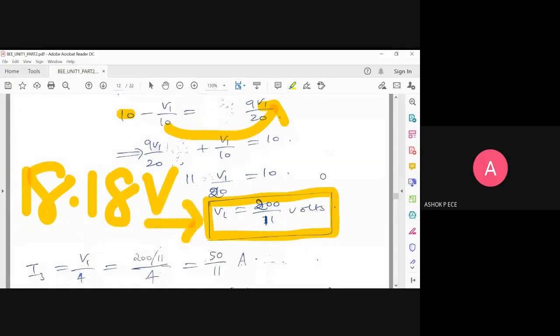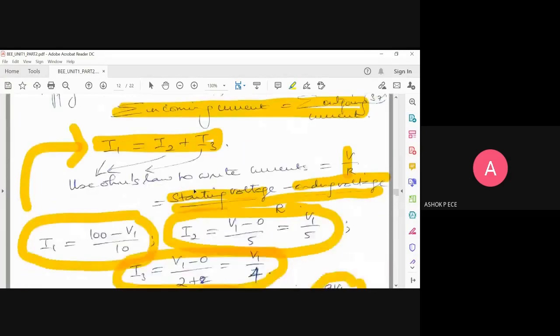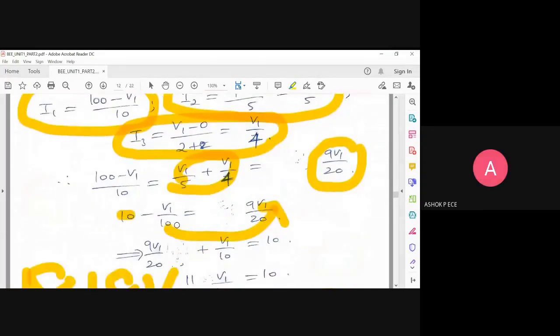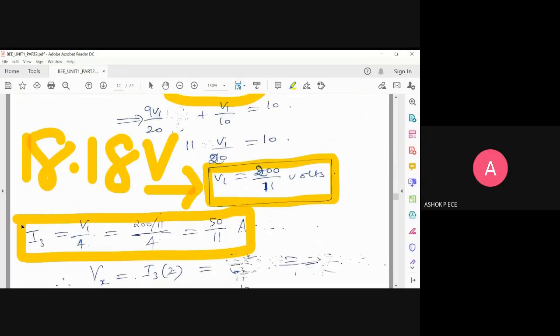We have been asked to find the value of Vx. Vx is the voltage across 2 ohms. For finding voltage, you need current. So what is the current going through 2 ohms? I3. First find I3. We have the expression for I3, right? Substitute V1 and get the answer for I3. I got 50 by 11, which is 4.54 amperes. That is the value for I3.